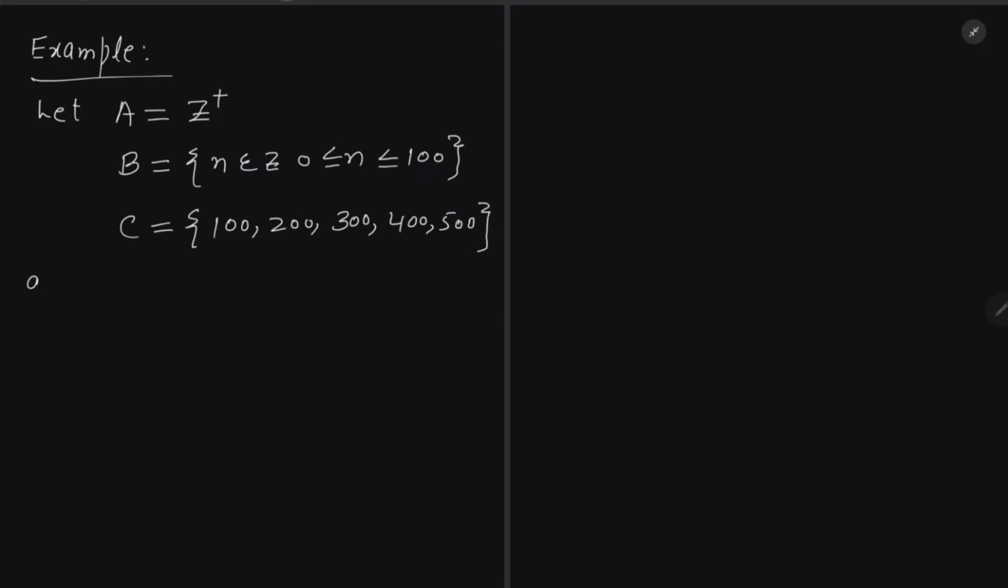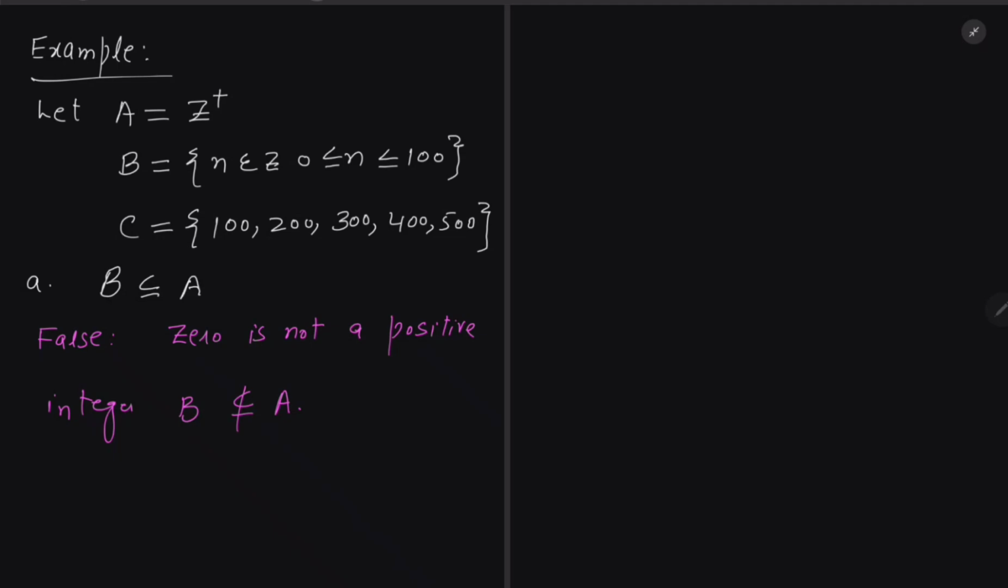The first question that has been asked is: B is a subset of A. This is the first part. The answer will be false, since 0 is not a positive integer. Therefore B is not a subset of A, since there are more elements in B than A.